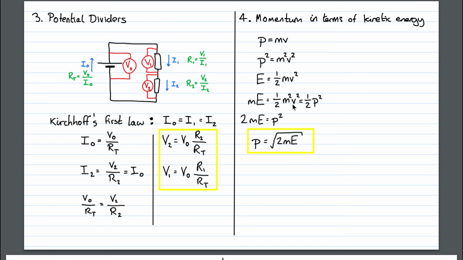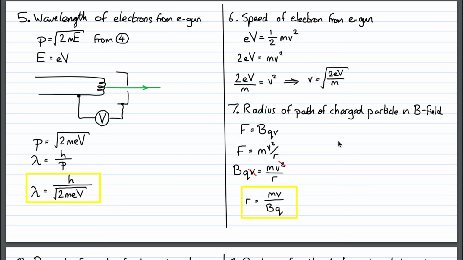Well, m squared v squared is p squared, so mE equals half p squared. We can multiply through by 2 to get 2mE equals p squared, and take the square root of both sides to get the momentum equals the square root of 2m multiplied by the kinetic energy. There it is. All the way through this video, I've put a yellow rectangle around the derived equations. So, wavelength of electrons from an electron gun.